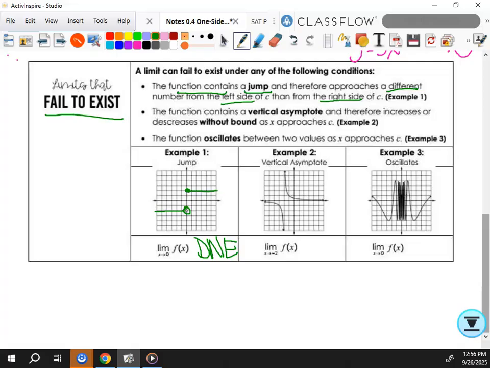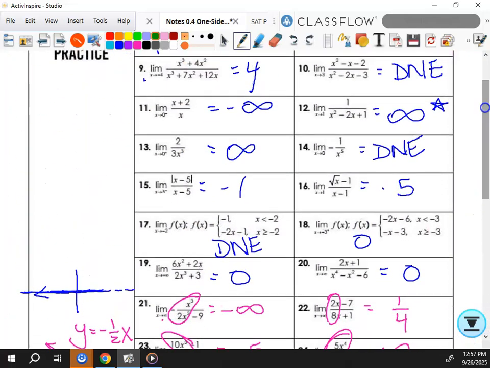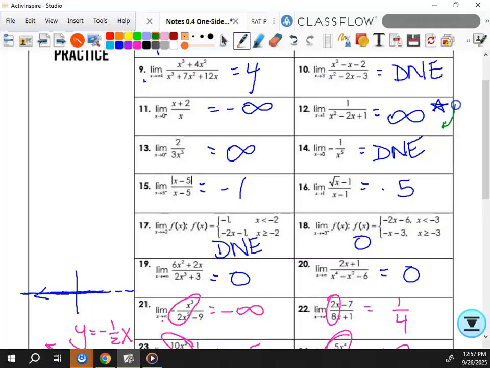Then if the function contains a vertical asymptote and therefore increases or decreases without bound as x approaches c, so as x approaches -2, I'm going to negative infinity and infinity. Again, basically just approaching different things. And so it doesn't exist. This is why we put the little asterisk up there. Because technically, by definition, this doesn't exist, even though this is the one that looked like this, because we have that vertical asymptote and it's a discontinuity there, even though we're both going to infinity.